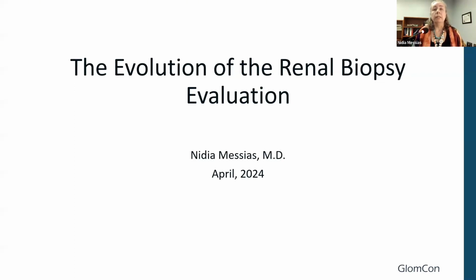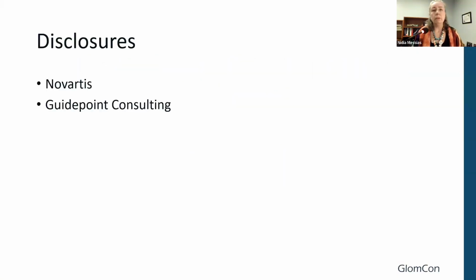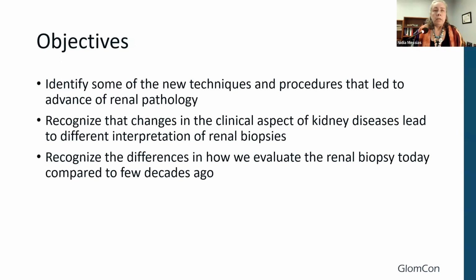Today, we're going to talk about the evolution of the renal biopsy evaluation. Those are my disclosures. And the objectives today are to identify some of the techniques and procedures that led to advance of renal pathology, changes on the clinical aspect of kidney diseases that leads us to new interpretations of the renal biopsies, and also the differences on how we evaluate the renal biopsy today compared to just a few decades ago. I like to disclose to you as well that this is not a total eclipse. This is a partial eclipse.